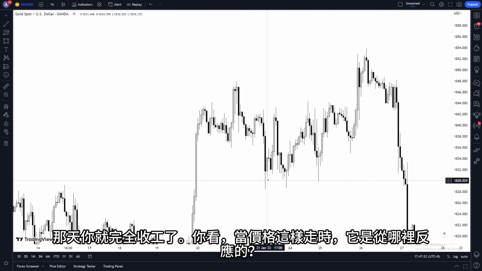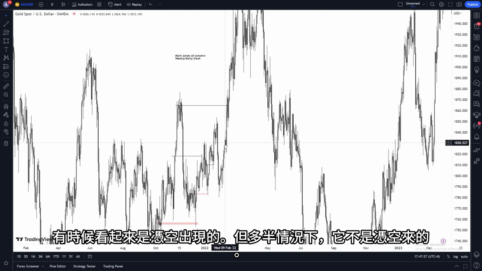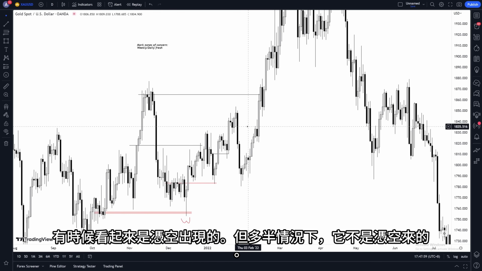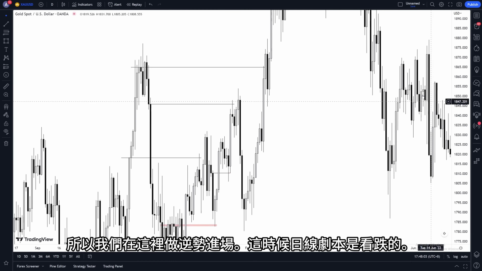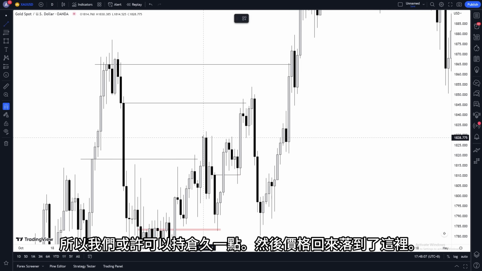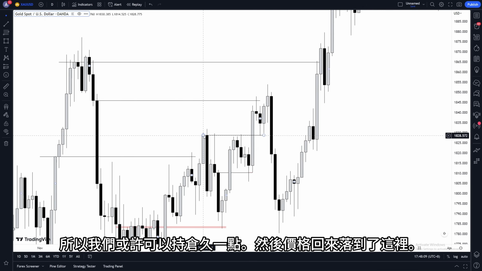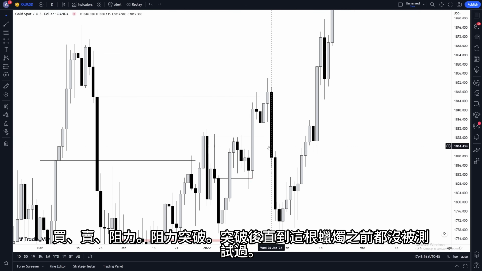And you see when price does this, where does price react to? Sometimes it's out of thin air, but more than likely it's not out of thin air. Okay, so we entered from here for the counter, right? And this is daily storyline bearish, so we can maybe hold for longer. And then price just comes back and lands in this buy, sell, resistance. Resistance breaks, never been tested after the break until this candle. And we come in right there.